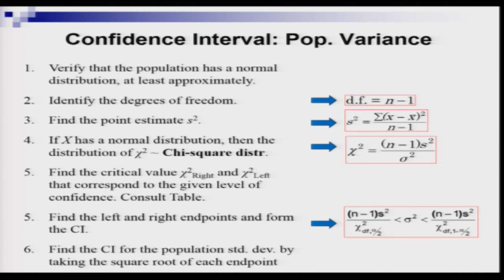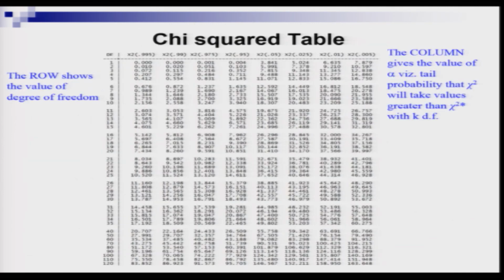Okay. So, now I am going to give you this picture of a chi-square table, which is coming from a textbook. Here again, like other tables I have shown you, this is also in matrix form. A particular row shows the values of the degrees of freedom, and a particular column gives me the value of alpha, which is the tail probability that the chi-square random variable will take values greater than a particular threshold value, say chi-square star, with k degrees of freedom.